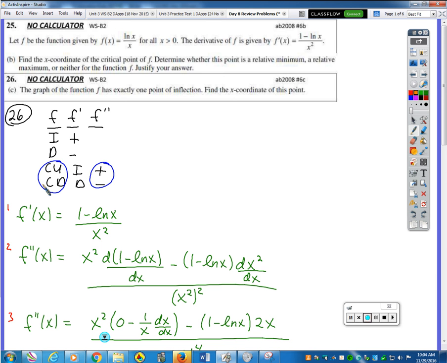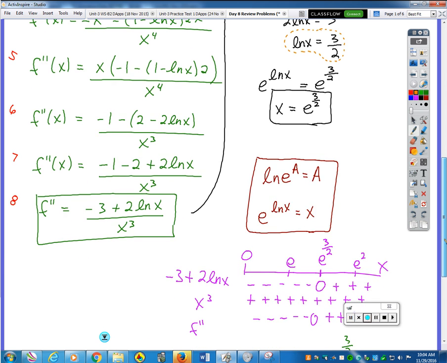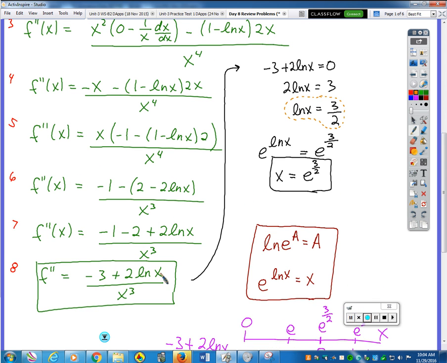Perfect. Okay, to make the sign chart of f double prime, step 1 of any sign chart is identify the values of x which cause each factor of f double prime to equal 0. So I wrote down I want this to become 0. So I do the algebra, figure out that that's an x value of e to the 3 halves.